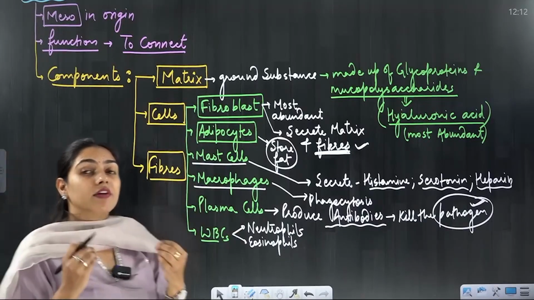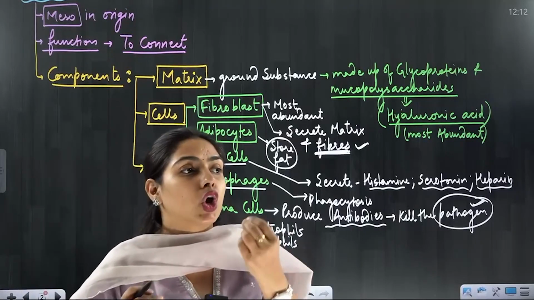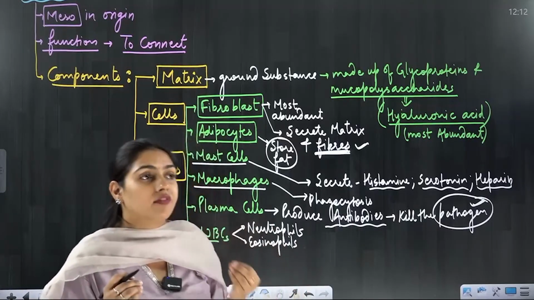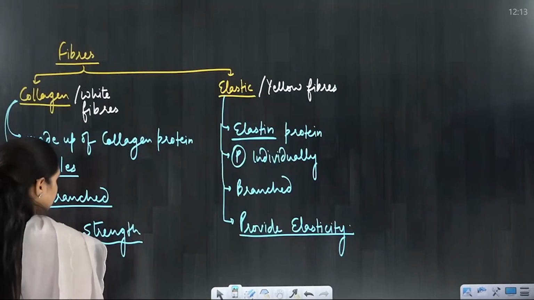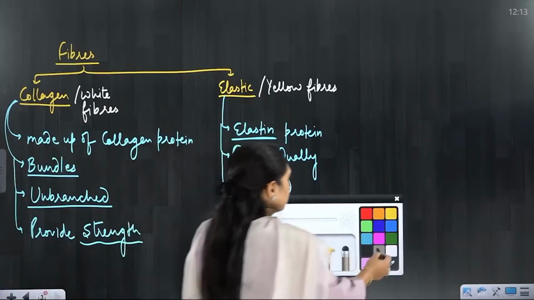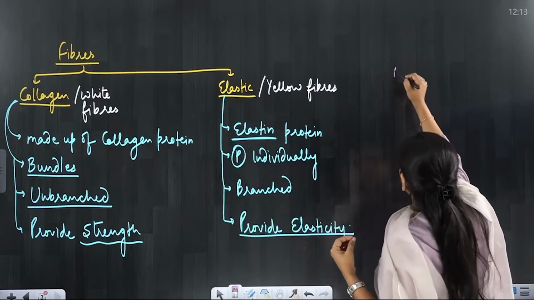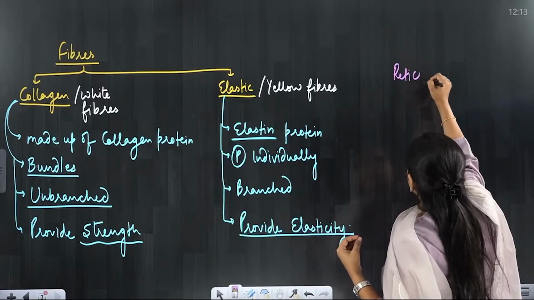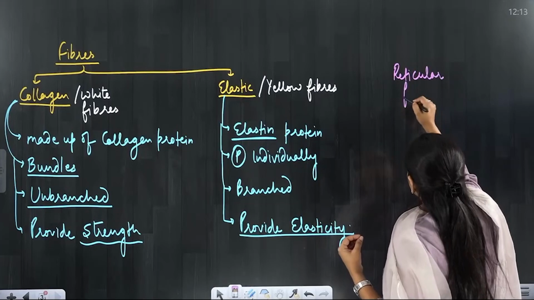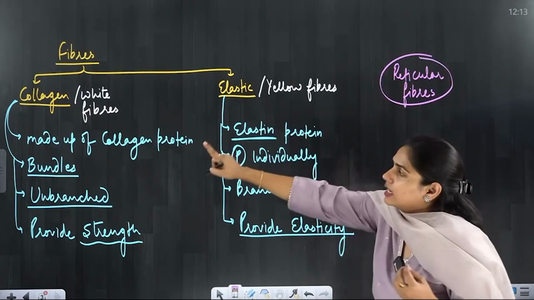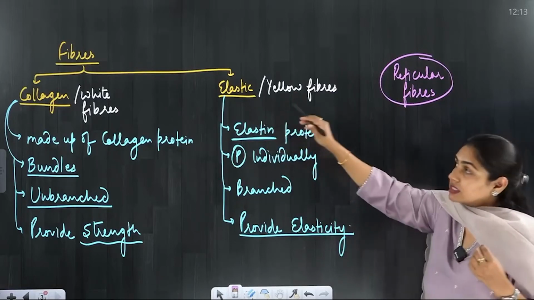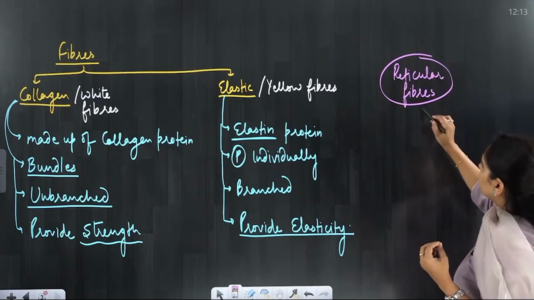What are the main fibers? The main fibers are collagen and elastic fibers. One more fiber is also there, that is reticular fiber, but it is not the main fiber. The main fibers are collagen fibers and elastic fibers, but you will see reticular fibers also.